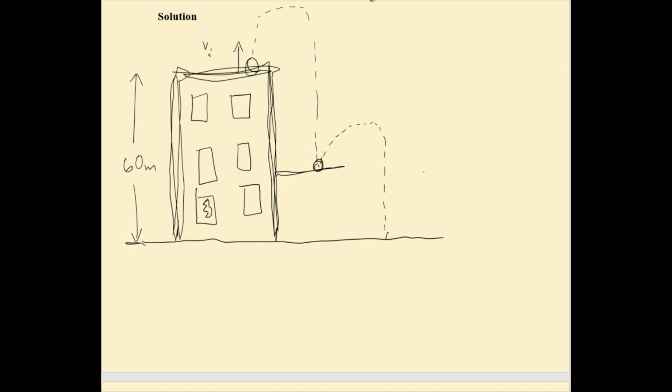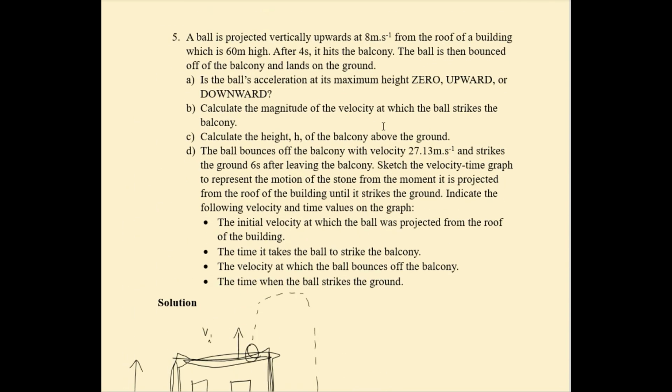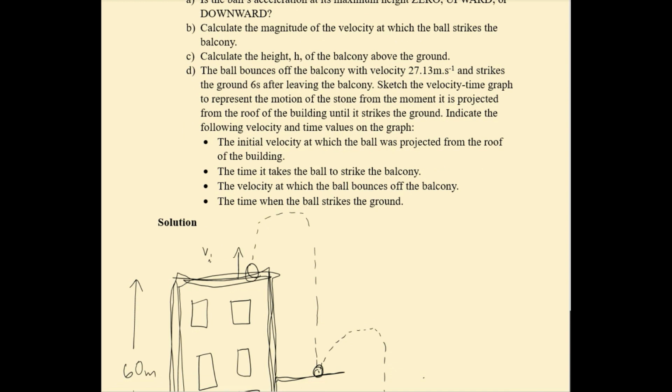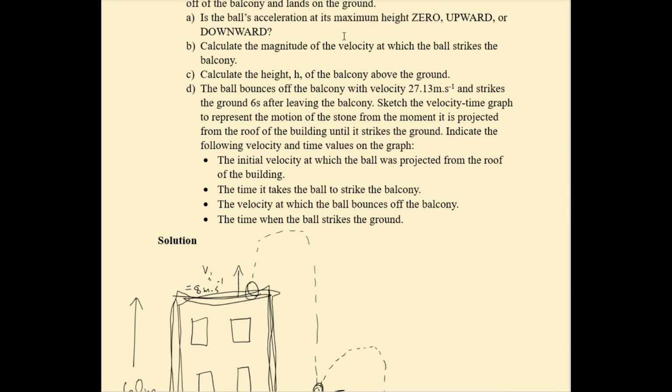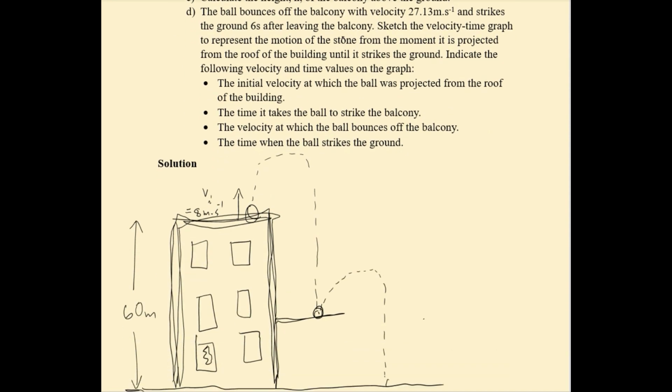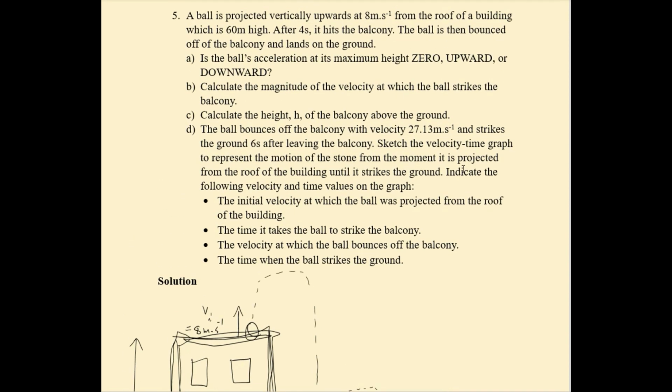And what else was given to us? Let's see. Okay, the initial velocity was 8 meters per second. So let me just write that here, equal to 8 meters per second. And the other information we're given is that it takes 4 seconds before it hits the balcony. Okay, so that's some nice information. So let's see if we can start answering questions.